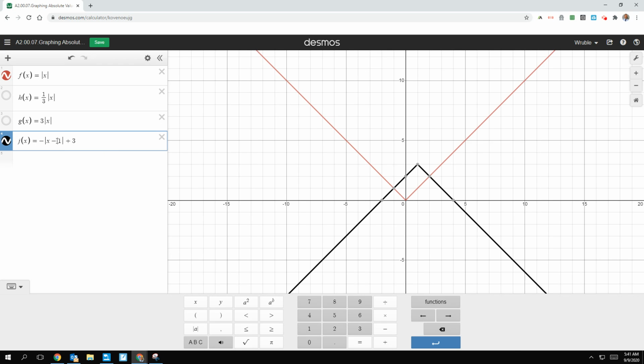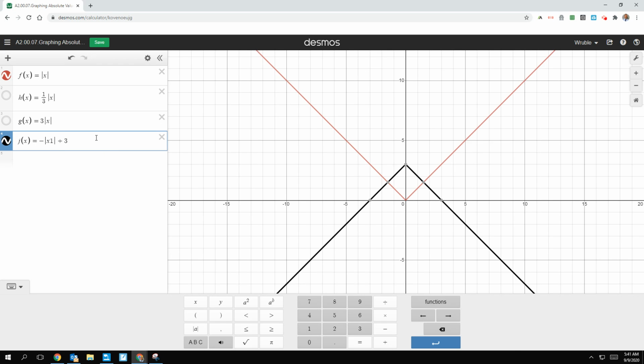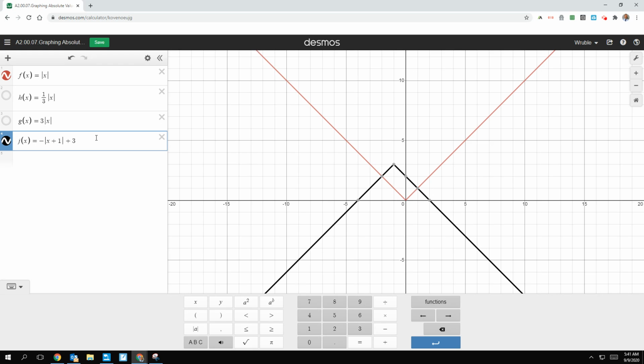And if we put in a plus 1, that's actually, if we introduced a minus 1 into the equation, it shifted it from here over here because it went from the vertex of 1, 3. Now we're at a vertex of negative 1, 3.